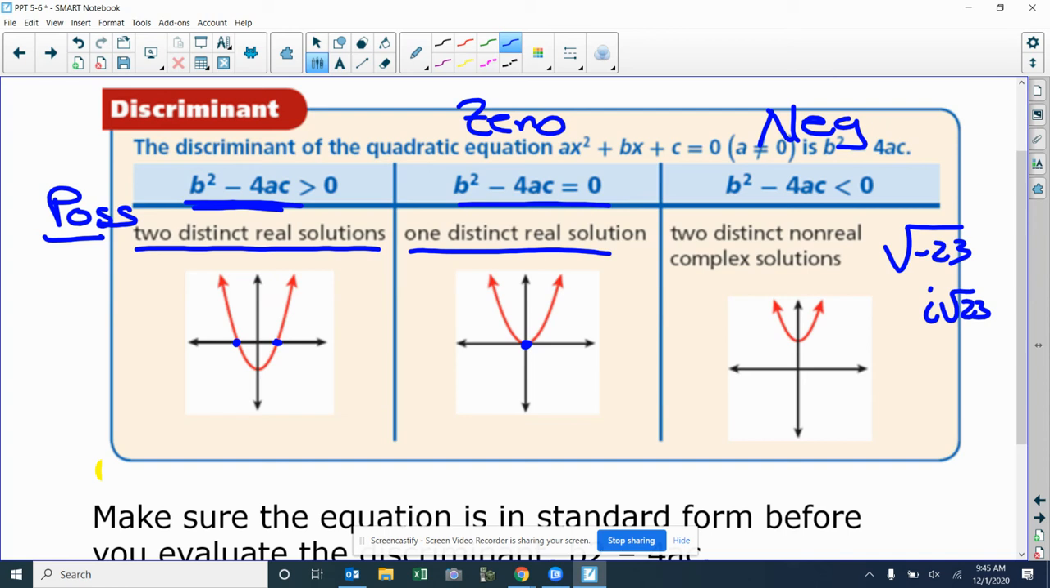So when you do get that negative discriminant, b squared minus 4ac, guess what? It doesn't cross the x-axis. We're in with a complex. Okay, we're not crossing the x-axis all the time. So when we get that negative square root, there's no real numbers. It's going to be 2 non-reals.